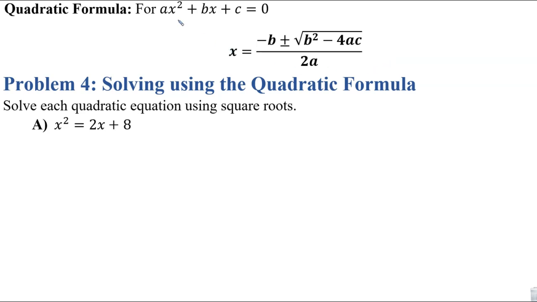So it just says this: for any quadratic ax squared plus bx plus c equals 0, the solution of this equation is going to be given by this formula here. x is equal to negative b plus or minus the square root of b squared minus 4ac, all over 2a.